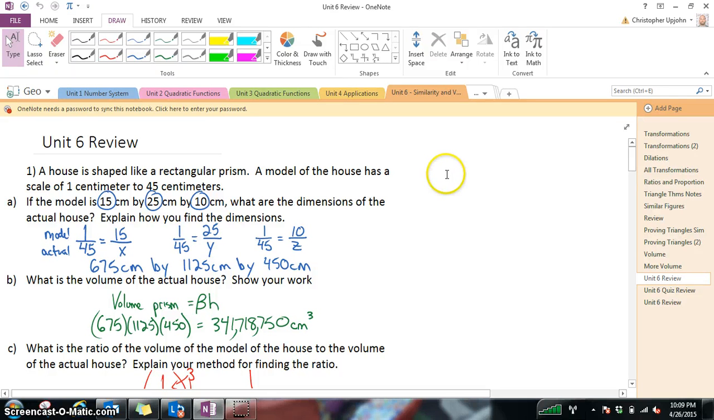And here's a quick review of all of Unit 6. A house is shaped like a rectangular prism. A model of the house has a scale of 1 centimeter to 45 centimeters. So if the model is 15 by 25 by 10, what are the dimensions of the actual house?